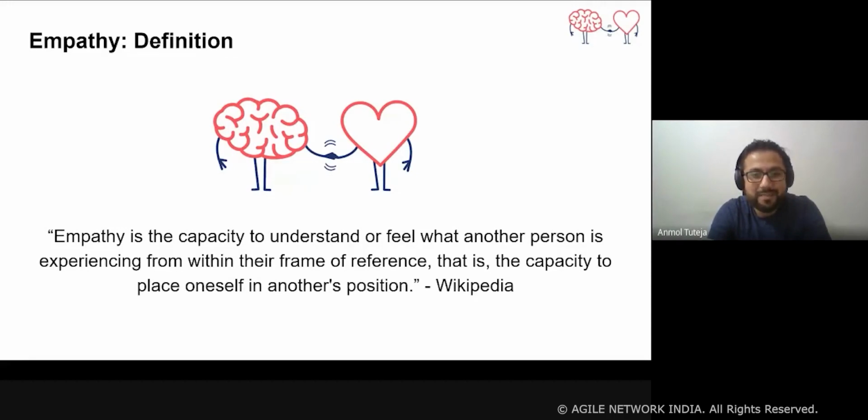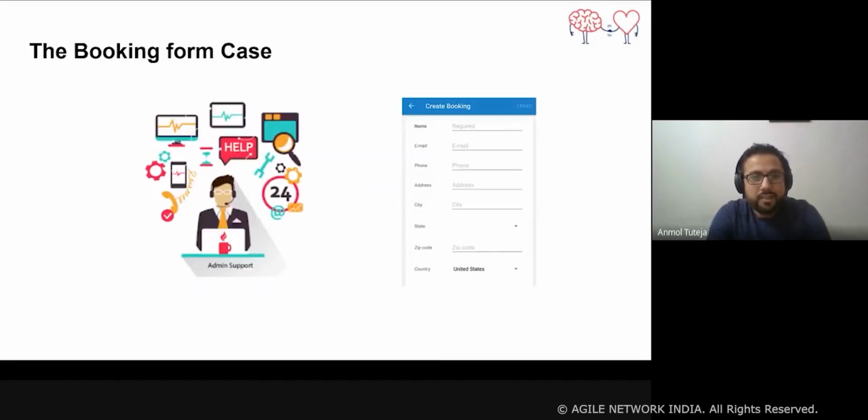So a pretty straightforward definition, but actually what does it mean? If you see the diagram, there's a link between brain and heart. So essentially what we are saying when we are empathizing is we are connecting our heart to the brain of the user, and we are basically trying to understand their problem from their reference point and not our reference point. So I'll come with a case just to explore this concept a bit more.